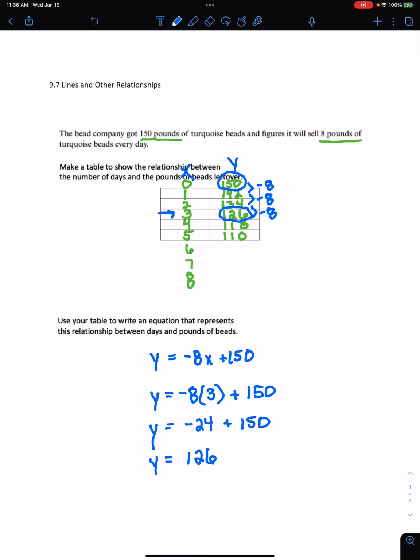So as I'm showing you, you can take a table and then you can write an expression or an equation to represent that linear equation.